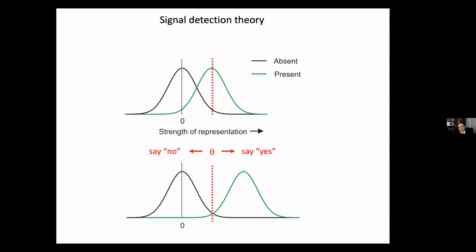Now what I want to discuss today is how this maps onto the brain. So where is this internal representation of signal strength? What causes the width of this distribution? So where is this variability coming from? And what is the threshold?